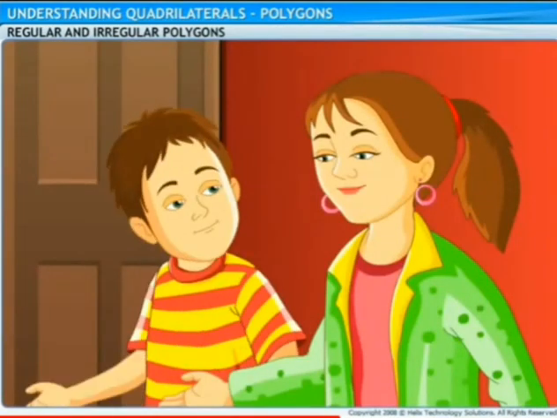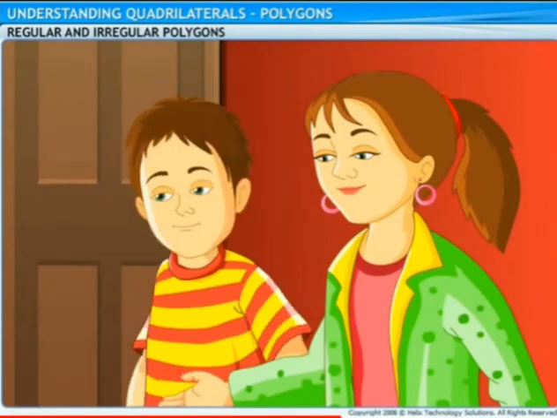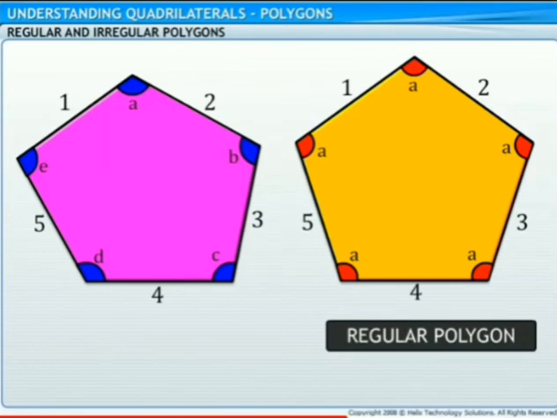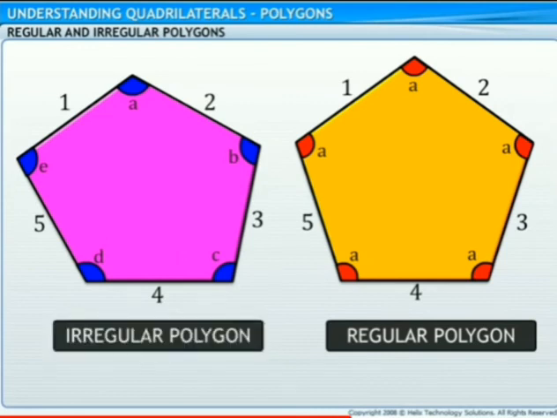Oh yes! Then how can we name these 2 polygons? That's a good question, John. The polygon with equal sides and equal angles is called a regular polygon. The polygon with unequal sides and unequal angles is called an irregular polygon. To conclude, a regular polygon is equiangular and equilateral. If a polygon satisfies these 2 conditions, then it is said to be a regular polygon.